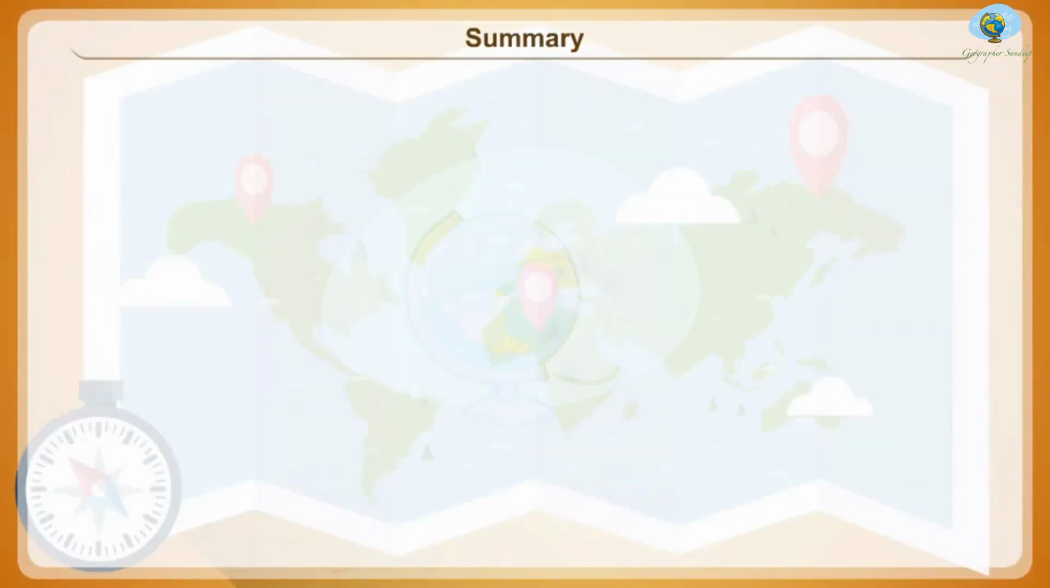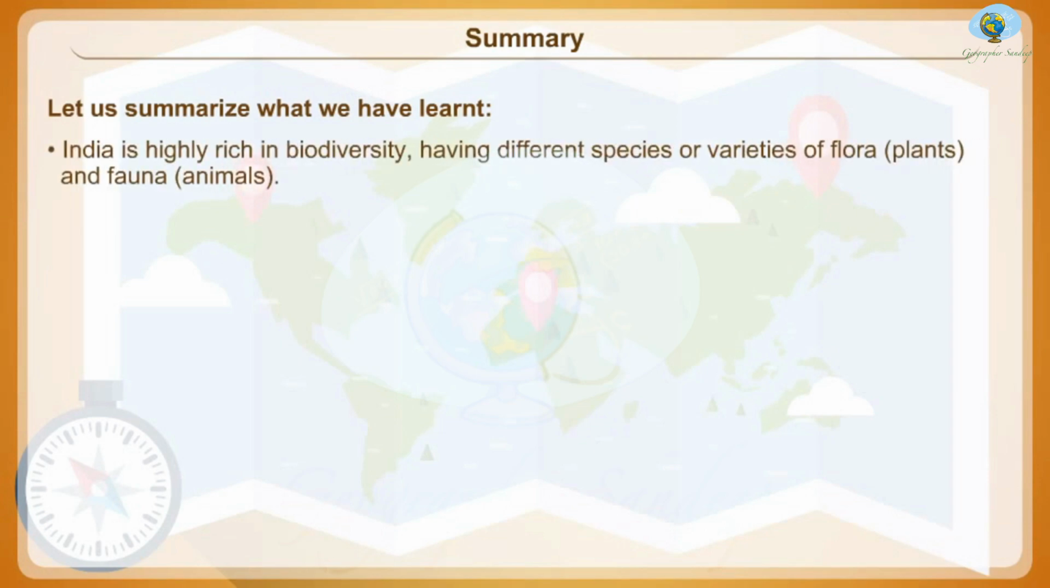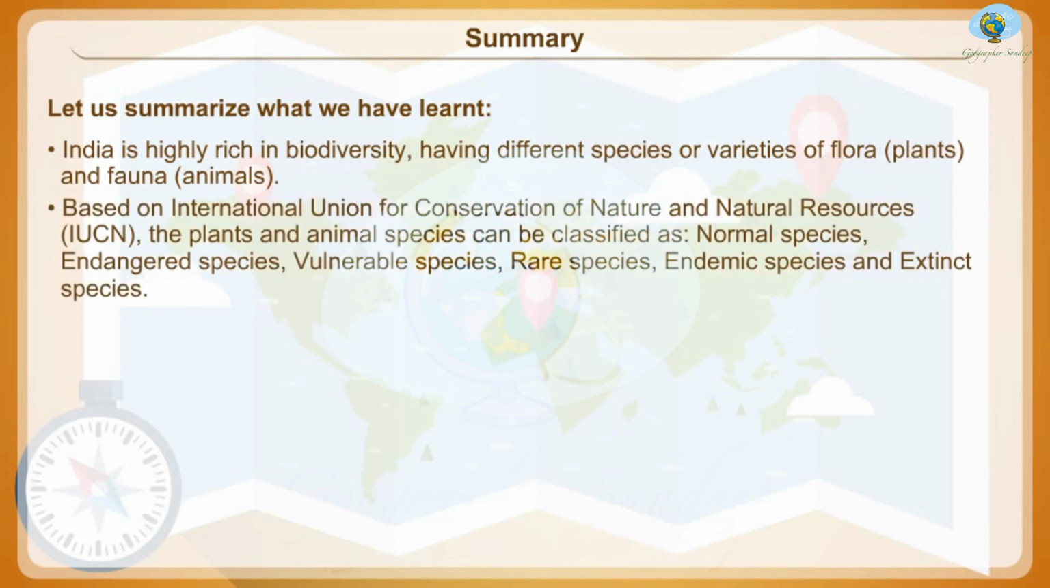Summary. Let us summarize what we have learned. India is highly rich in biodiversity, having different species or varieties of flora, that is plants, and fauna, that is animals. Based on International Union for Conservation of Nature and Natural Resources, or IUCN, the plants and animal species can be classified as normal species, endangered species, vulnerable species, rare species, endemic species, and extinct species.